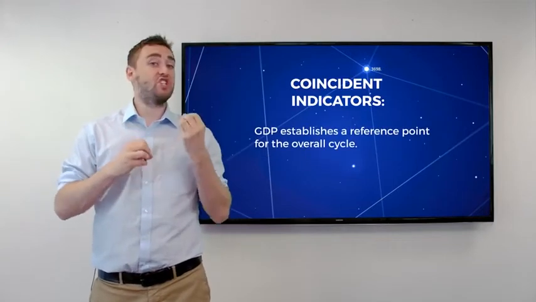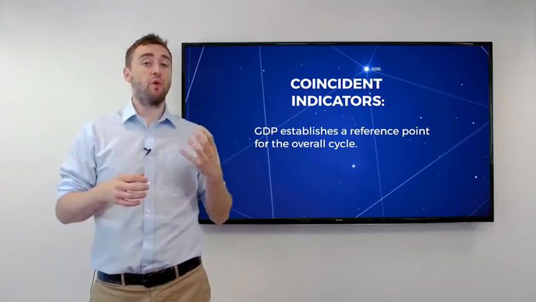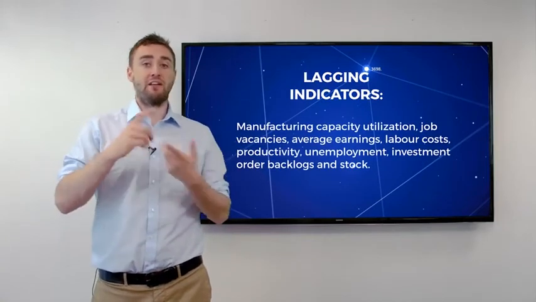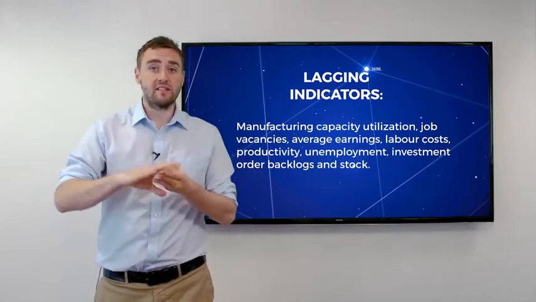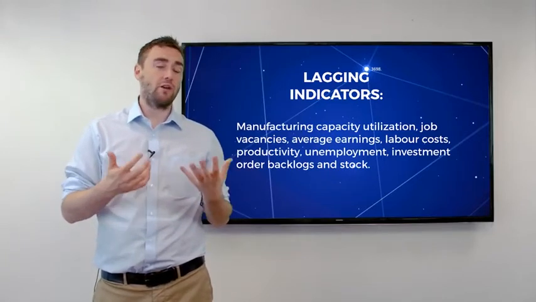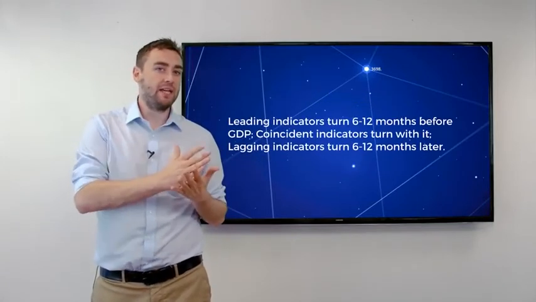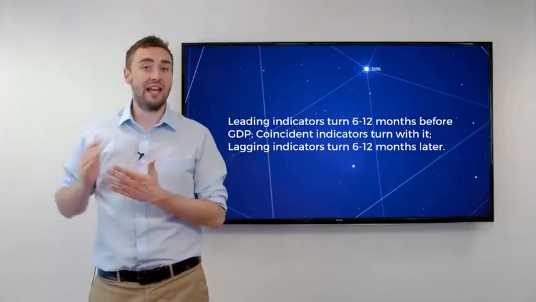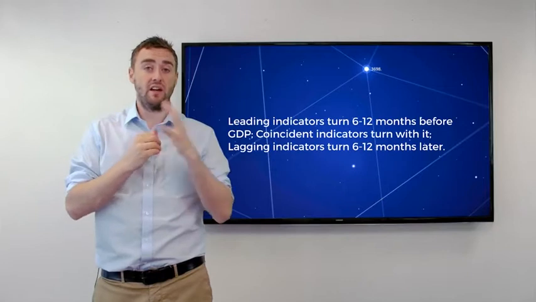So coincident indicators such as GDP establish a reference point for the overall cycle. Then we have what's known as lagging indicators. These include things like manufacturing capacity utilisation, job vacancies, average earnings, labour costs, productivity, unemployment, investment, order backlogs and stock. Leading indicators turn 6 to 12 months before GDP, coincident indicators turn with it, and then lagging indicators turn 6 to 12 months later. Now, let's look at some of these individual indicators or sections on their own merits.